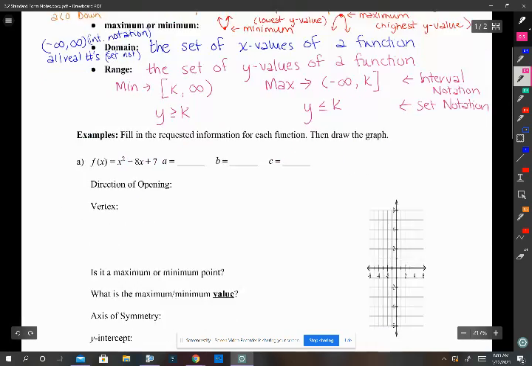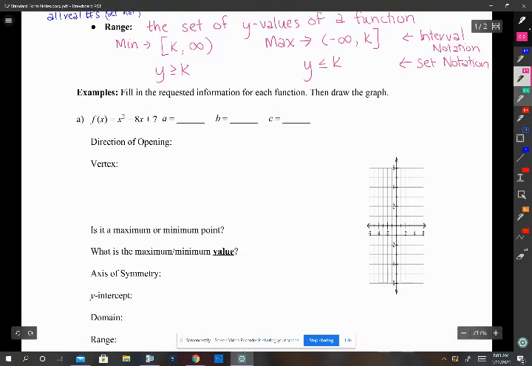So as we move on to the examples, the first example asks us to fill in the requested information and then draw the graph. We're going to look at our a value, which there's not one, so our a value is 1. We're going to put our b value in, which is in front of the x, so negative 8, and our c value is 7. So once we know this, we look at the direction of the opening. Based off a, because it's positive, we know that it's going to go up.